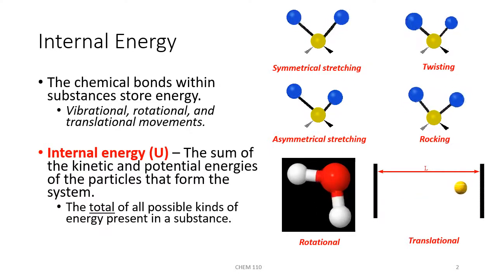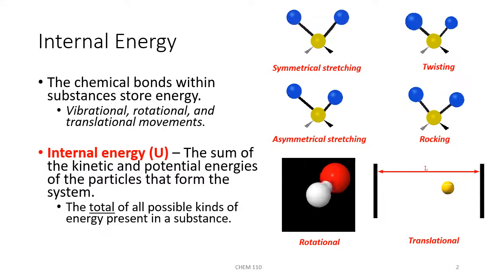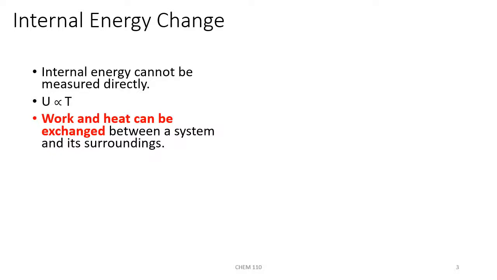We use the symbol capital U to describe internal energy. Usually the internal energy cannot be measured directly, but the internal energy of a system is directly proportional to the temperature of that system. Therefore, if the temperature of a system increases, the internal energy also increases. If the temperature of a system decreases, the internal energy of a system decreases as well.